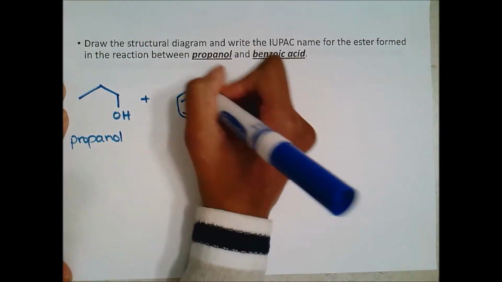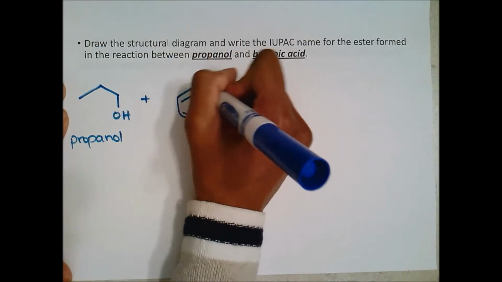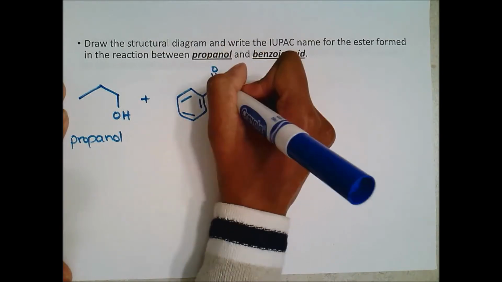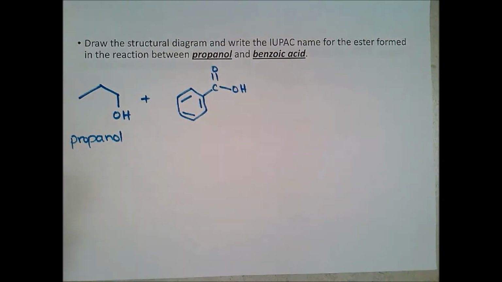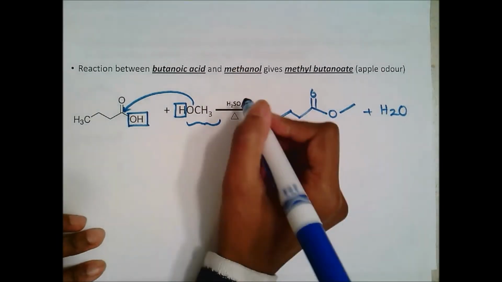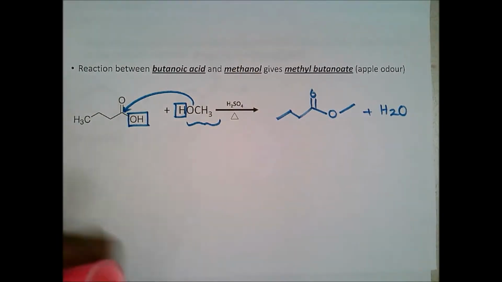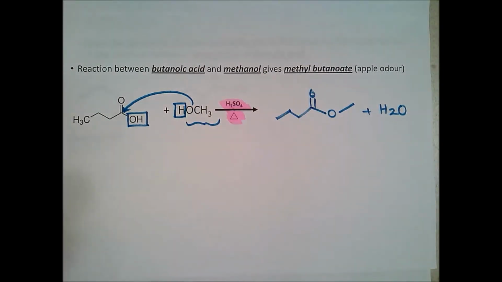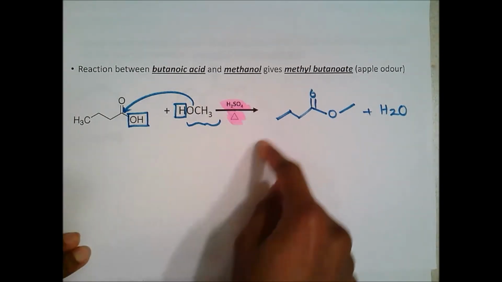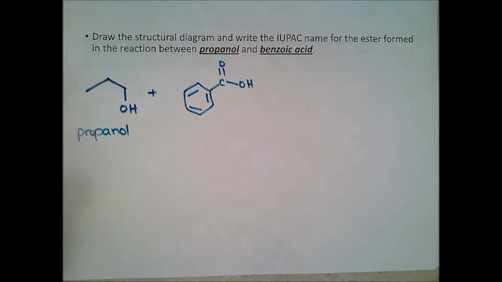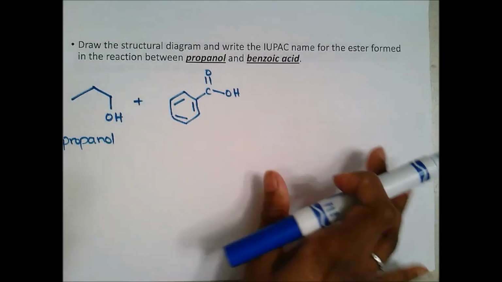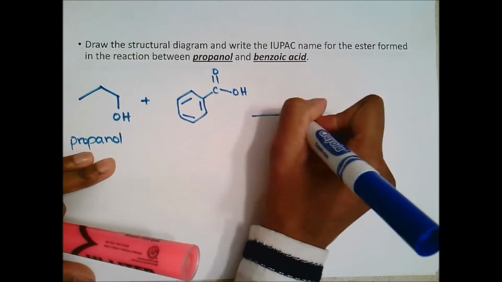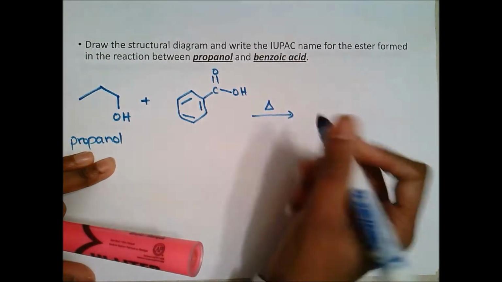So benzoic acid means that I have a carbon and the OH. One key thing to keep in mind that I forgot to mention is you always are going to have these catalysts. So you're going to need heat and you're going to need concentrated sulfuric acid in order for this reaction to occur. Otherwise it occurs very slowly. So this is going to speed up our reaction. So I'm going to add that here. So I have heat and sulfuric acid.